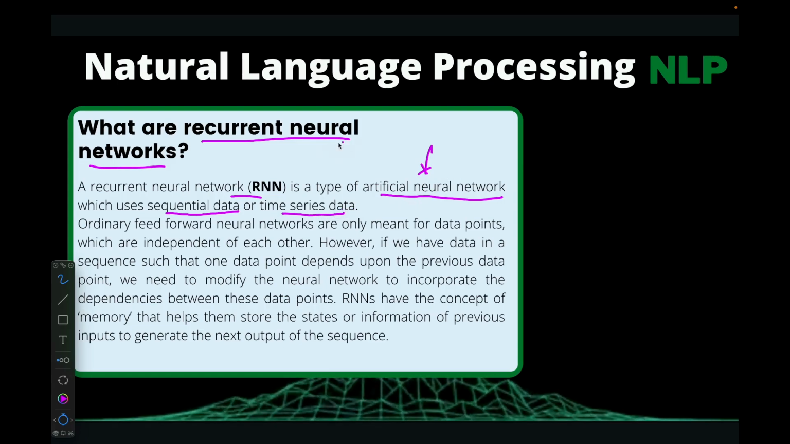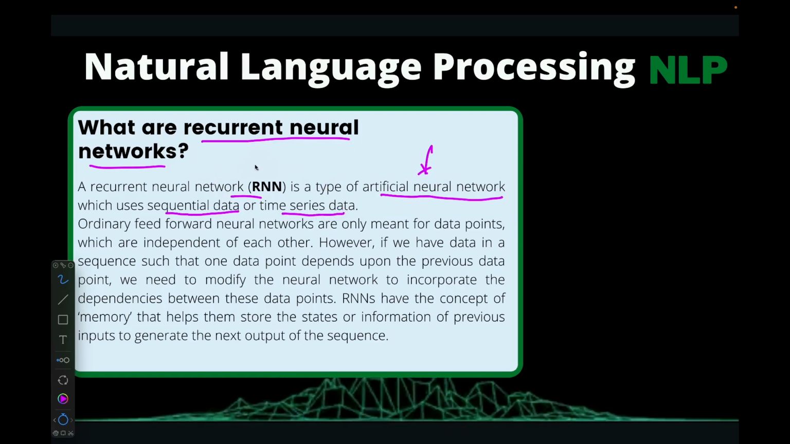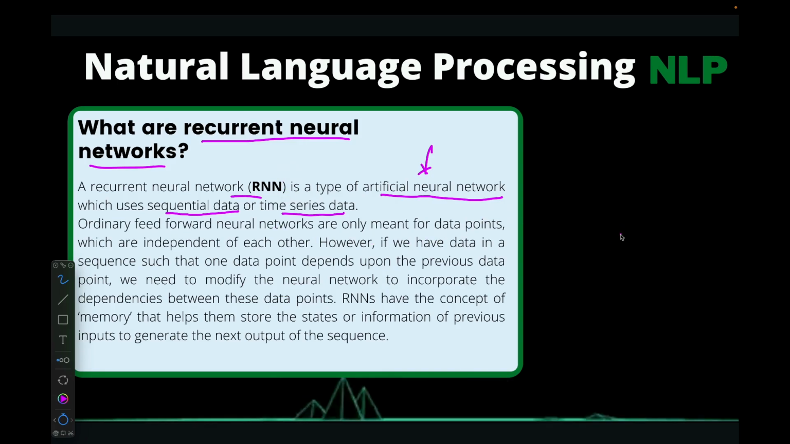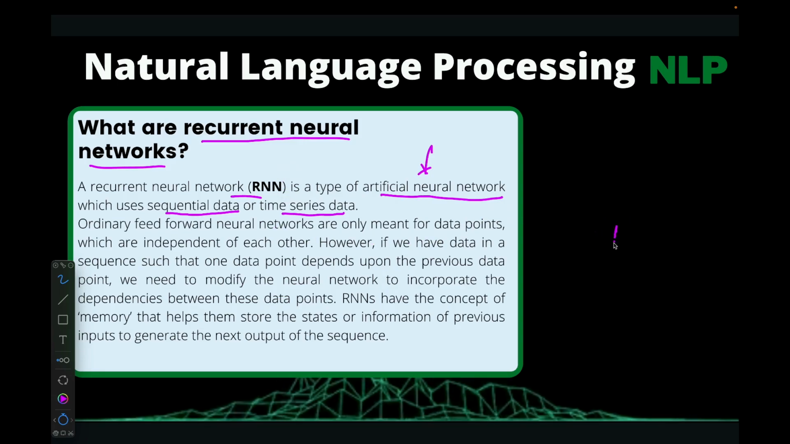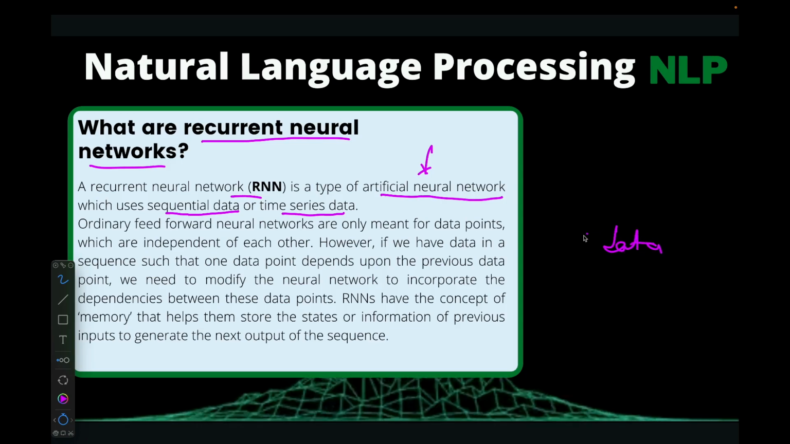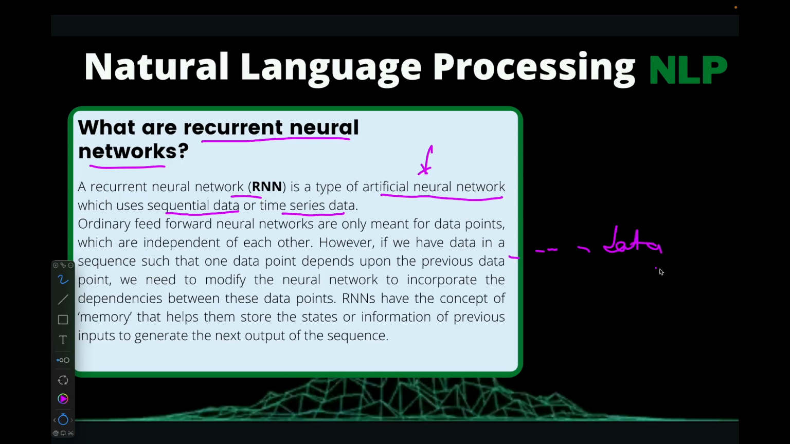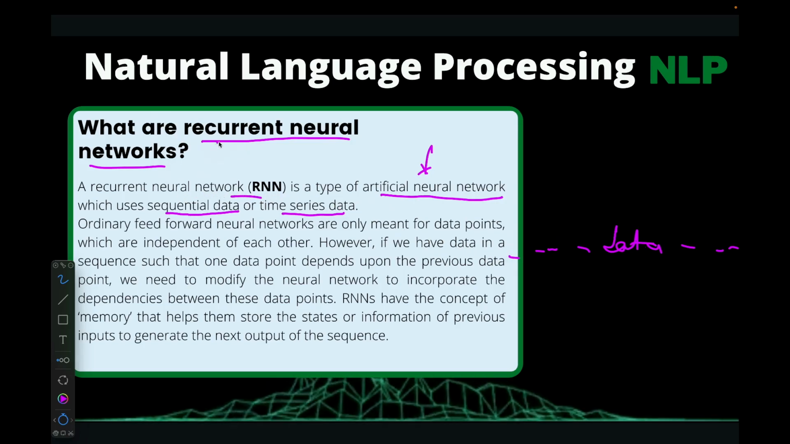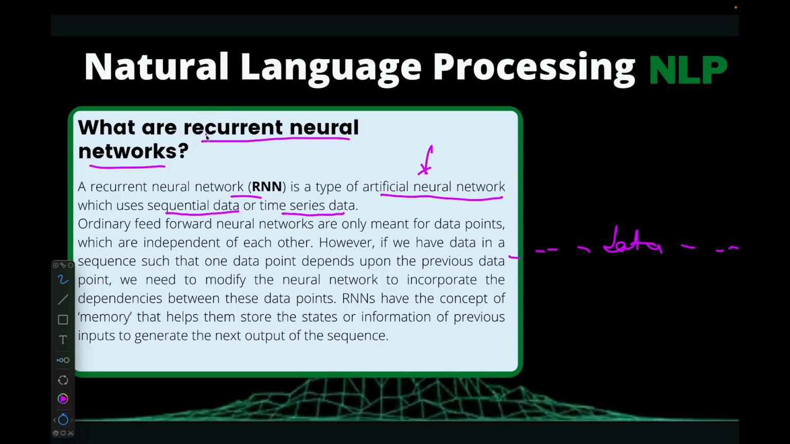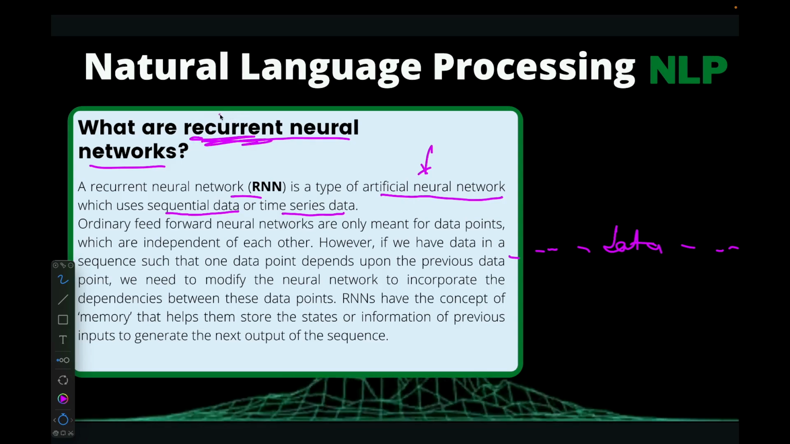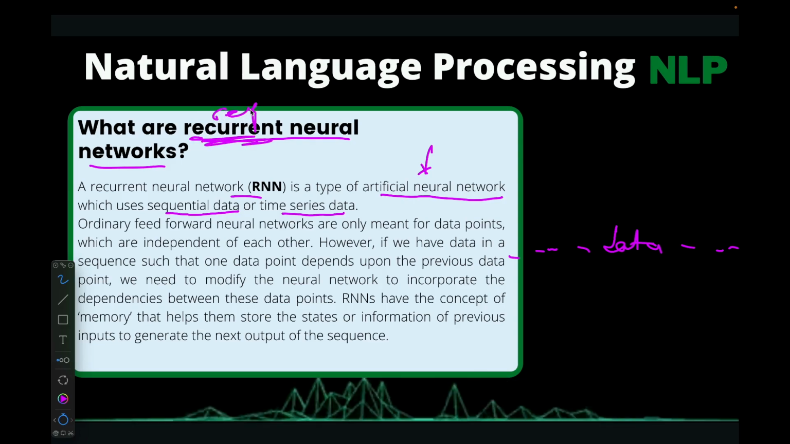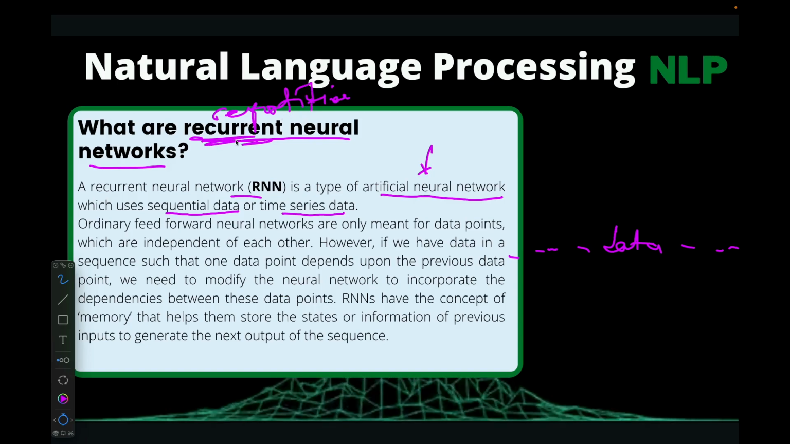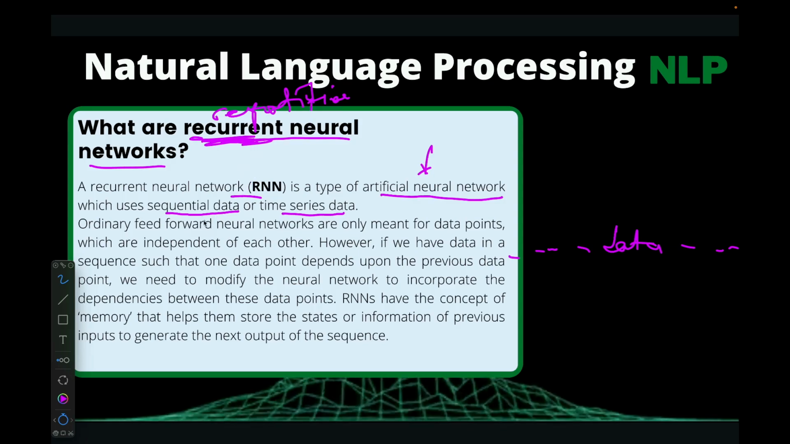That is data that depends on previous data, or maybe future data. But the current data, whatever the case may be, actually depends on some sort of data, whether previous or future. So that is what a recurrent neural network does. It's recurrent because it keeps on repeating. It's repetitive, it recurs, it repeats.